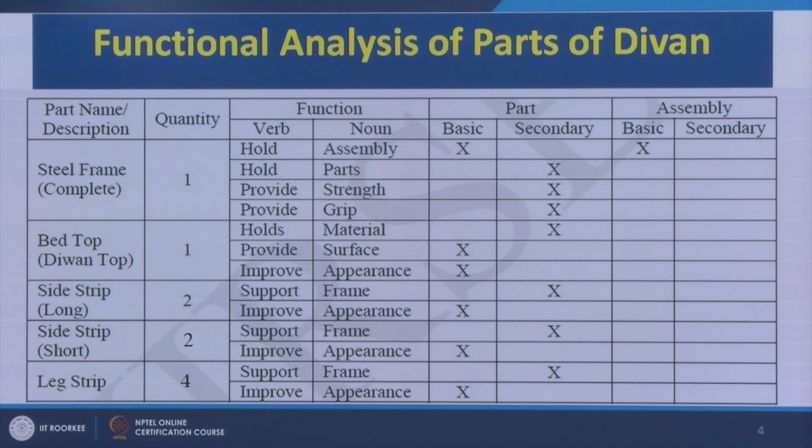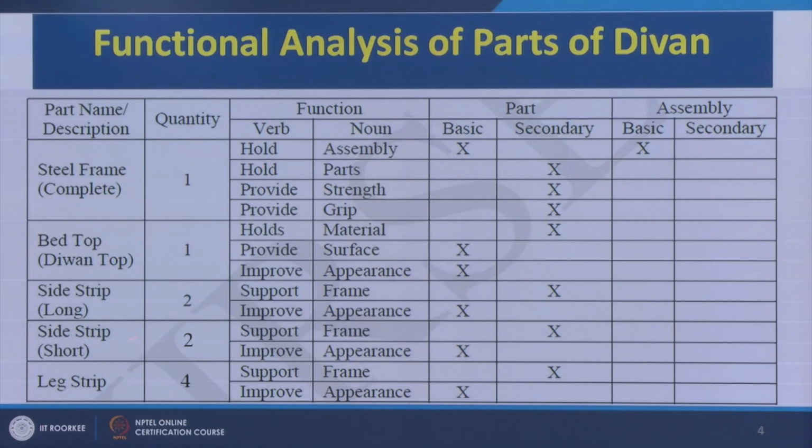So again I am calling the names: steel frame, bed top, side strip which is long, side strip which is short, maybe on the shorter side, and then the leg strip. Now let us see the quantity. Side strips long are 2 and side strip short is 2. So maybe we can see the functional definition. As I have already told, we will have a verb and a noun type definition. So we will say steel frame has got functions. It will hold the assembly together, hold the various parts together, provide strength to the structure, and provide grip. So steel frame of the Divan has to satisfy all these functions.